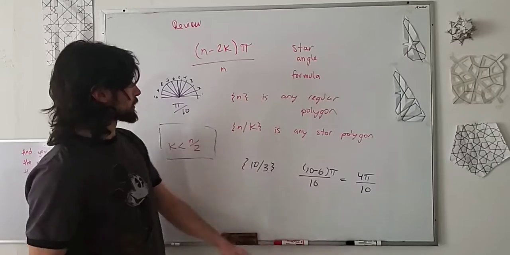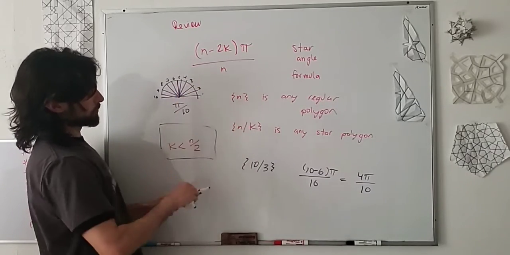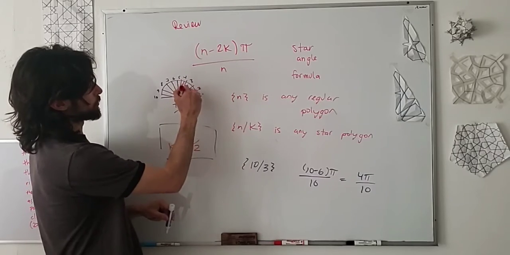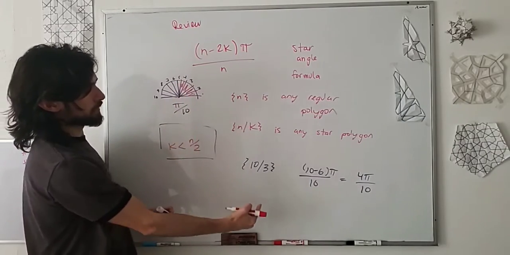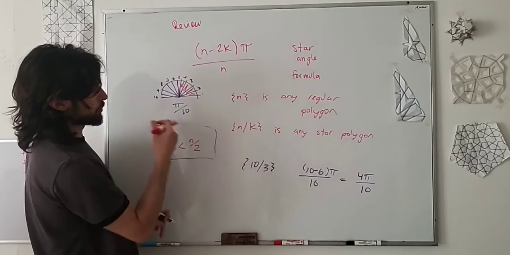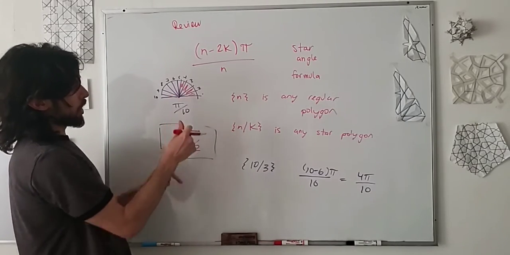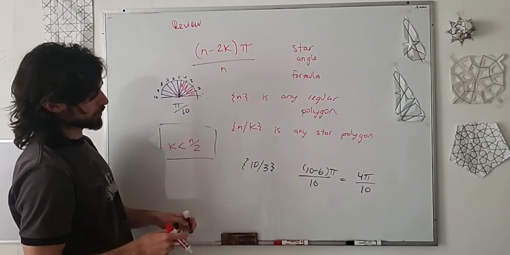So 4 pi over 10 means that we're selecting 4 of them. So we're taking 1, 2, 3, and 4. And that's the angle that this star has, pretty much at every point. So this is a point of the star. So, interesting.